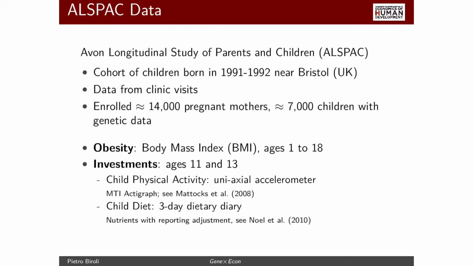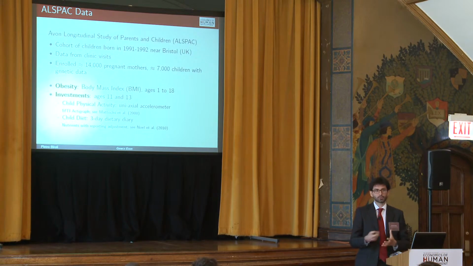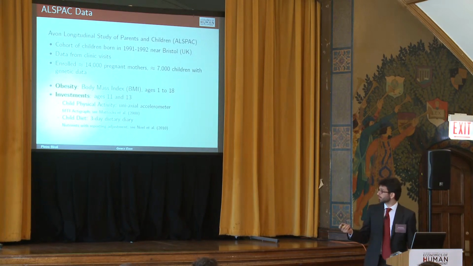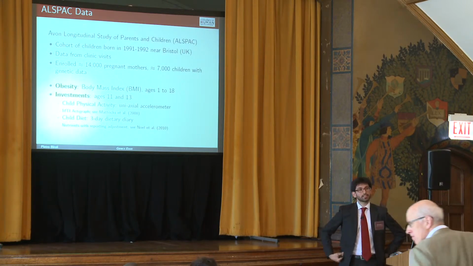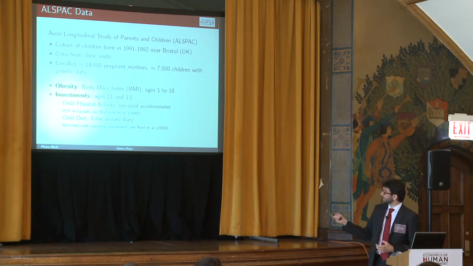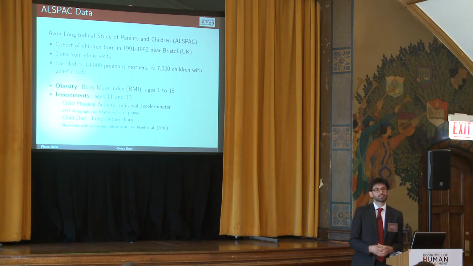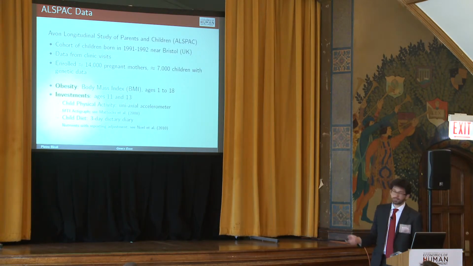And it's a cohort of children born in 1991. They brought these children into clinic visits at regular times. This gave us access to very precise measurements of both height and weight, and therefore BMI, and also the investments that we're interested in. They gave the children a pedometer so that they could measure how often they were moving and how much exercise they were doing. And they also asked how much they ate in the past week. This allowed us to have both measures of physical activity and diet.